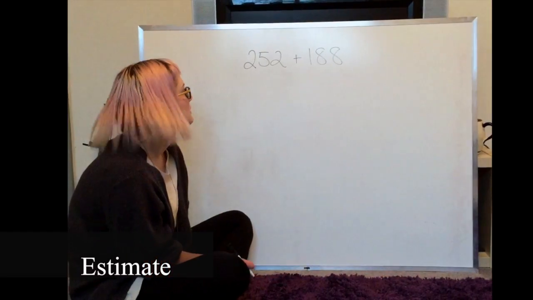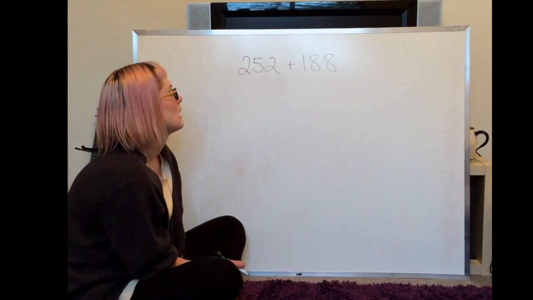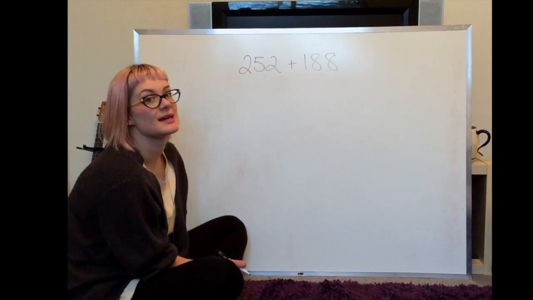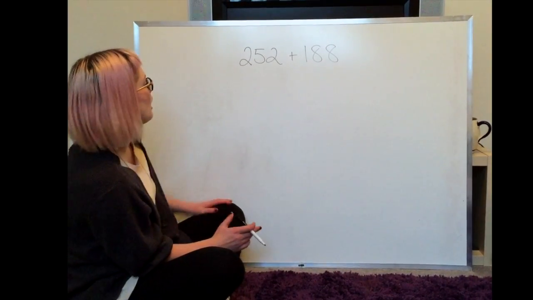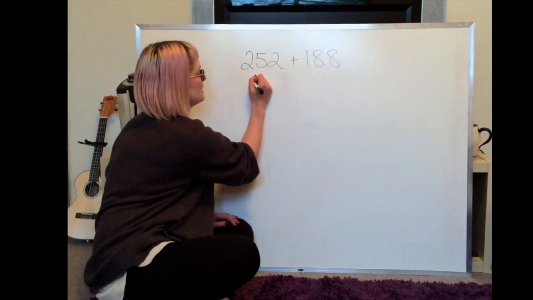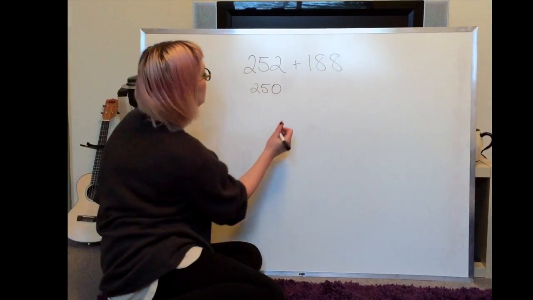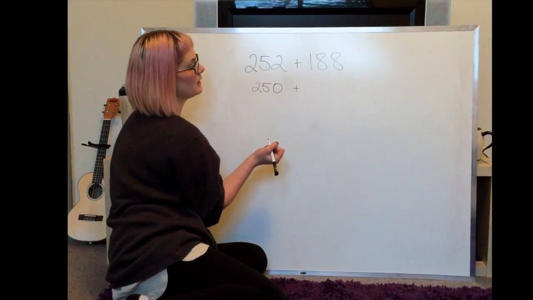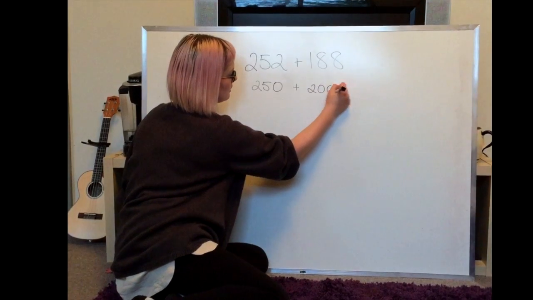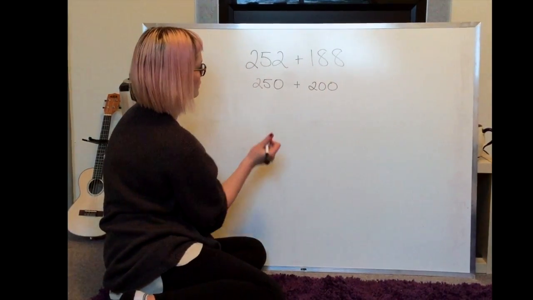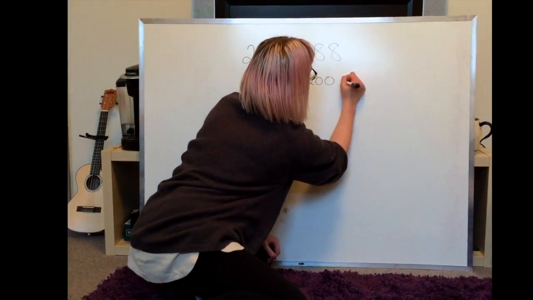So what we're going to do today is solve 252 plus 188. The first way that we're going to do this is using estimation. If I was to estimate the solution to this problem, I would round down 252 to 250 to make it a little bit easier to work with. And then I would round 188 up probably to 200, because that's easy to work with. So then if we're using estimation, 250 plus 200 is 450.